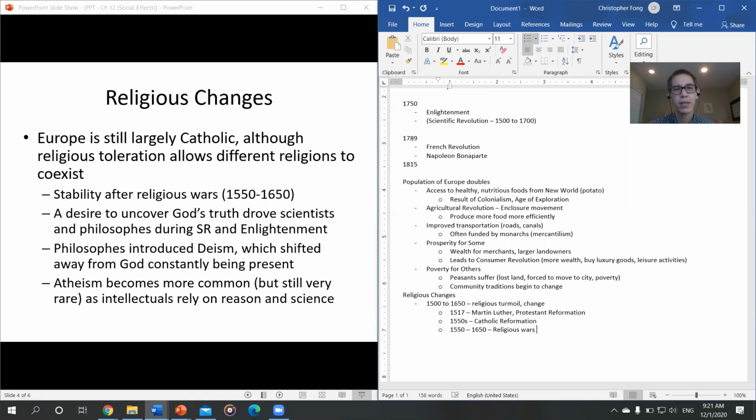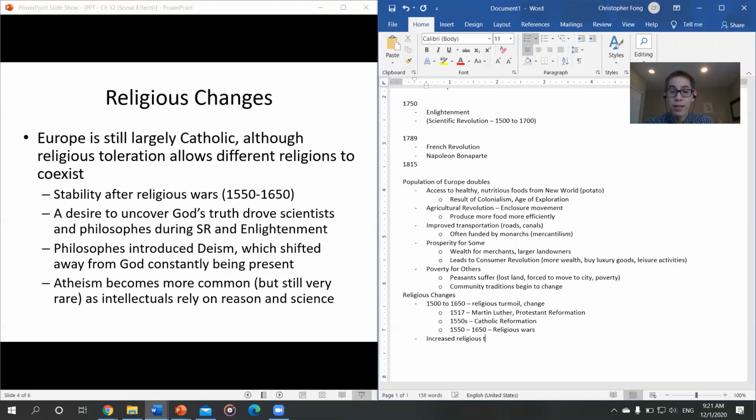By the time we pick it up in 1650, Europe is still largely Catholic. France is still mostly Catholic. Italy is still mostly Catholic, although there is more religious toleration. Remember, the Peace of Westphalia in 1648 granted religious toleration to Lutherans and Calvinists. In England, after the Glorious Revolution, 1689, the Act of Toleration also granted religious toleration.